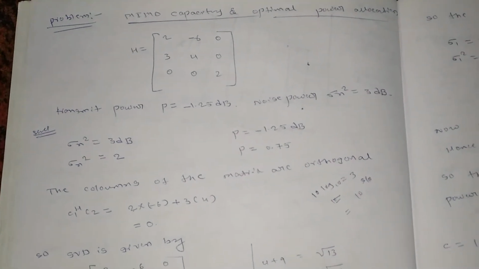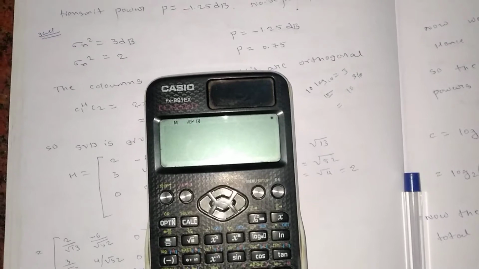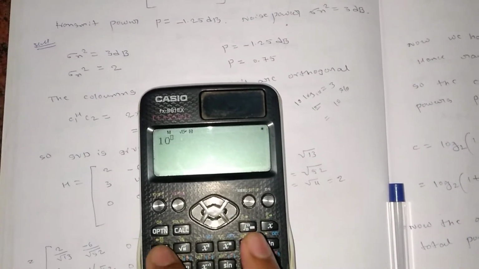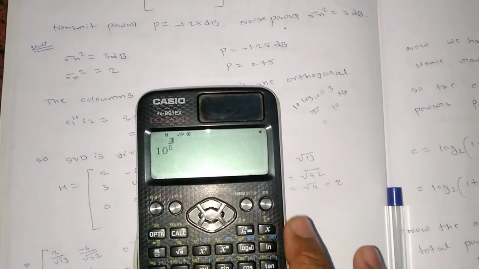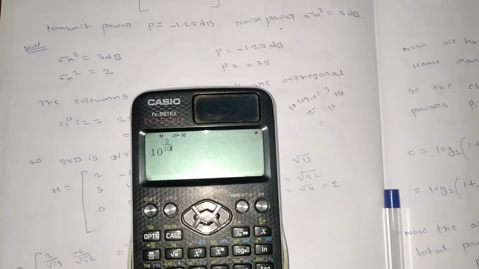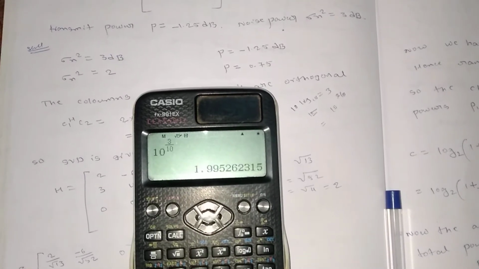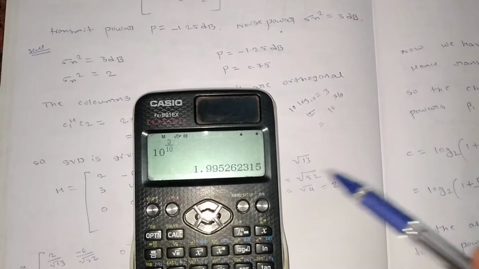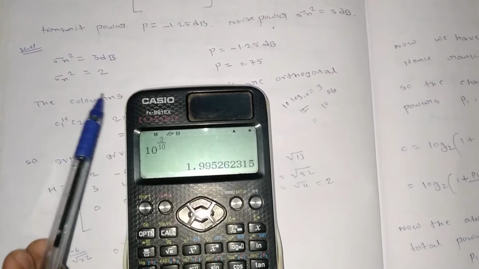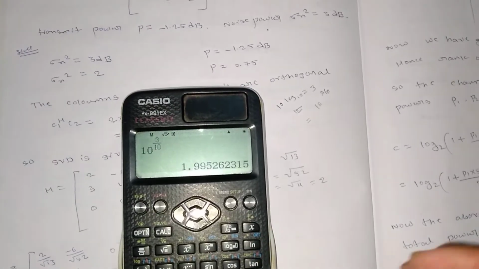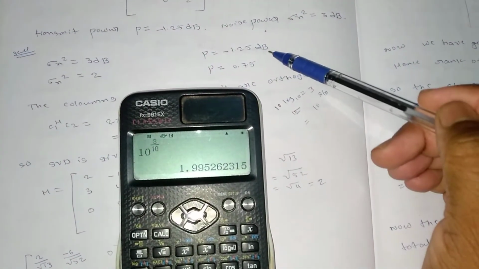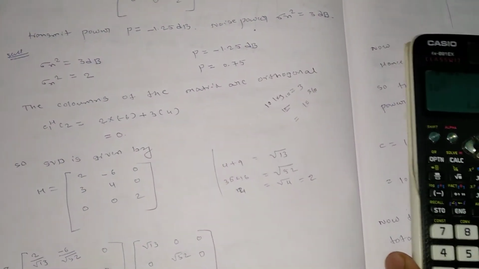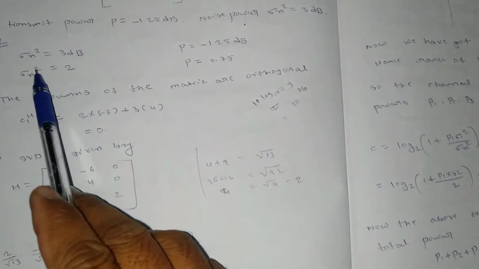So let me just show with the help of a calculator as well. Alright guys, so I have got my Casio here. So 10 to the power 3 by 10. I hope you are able to see. Then when I calculate this, it is 1.99, which clearly indicates that it is nearly equal to 2. So that's why I wrote 2 here. Do the same thing for this one as well: 10 to the power minus 1.25 by 10, so you'll get 0.75, right? So we are done with sigma n square and P.